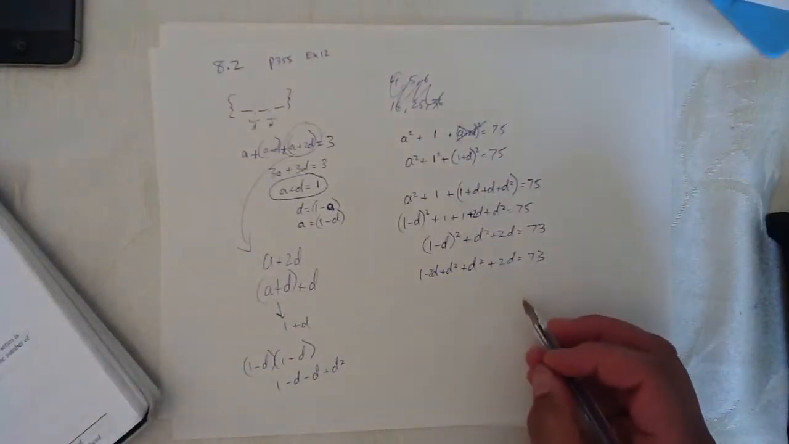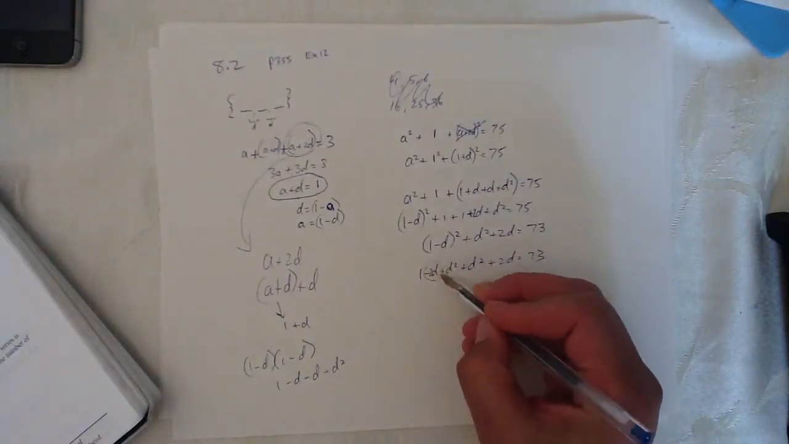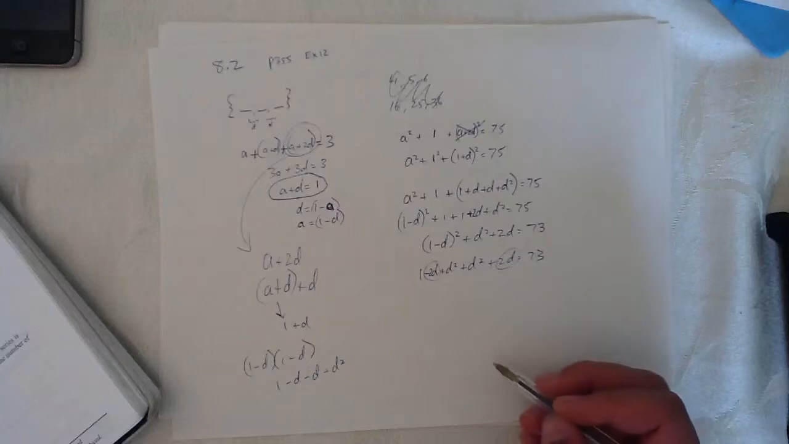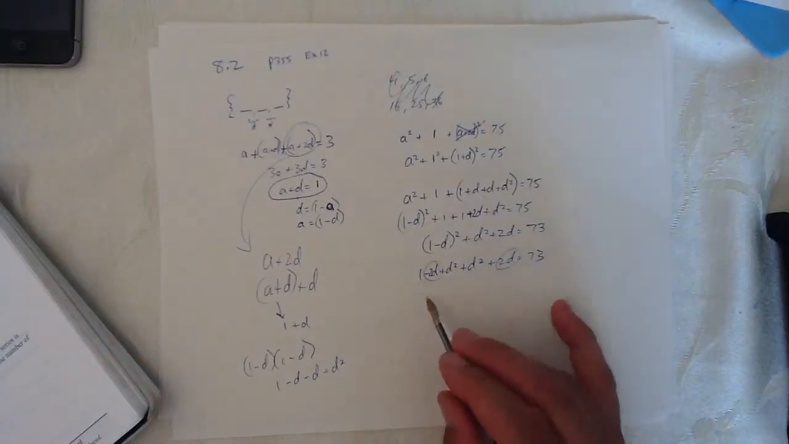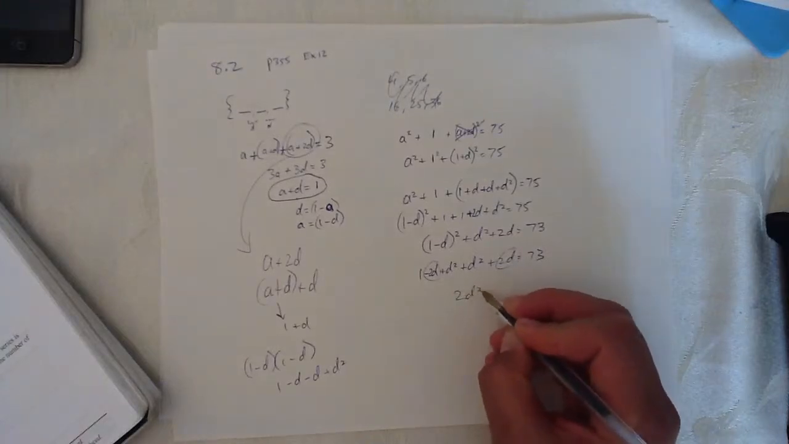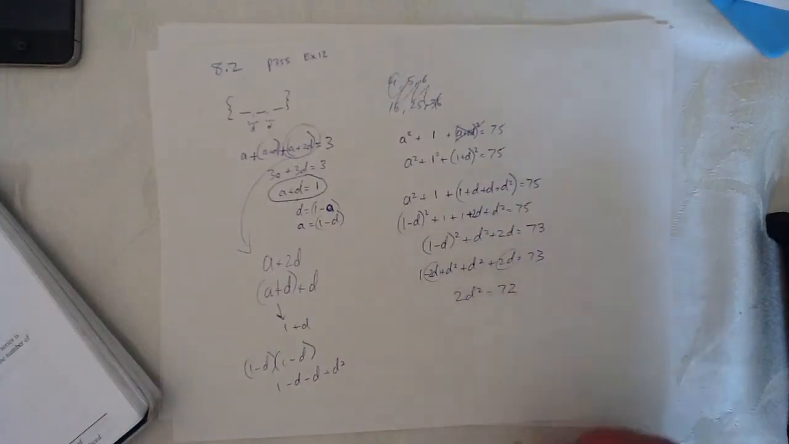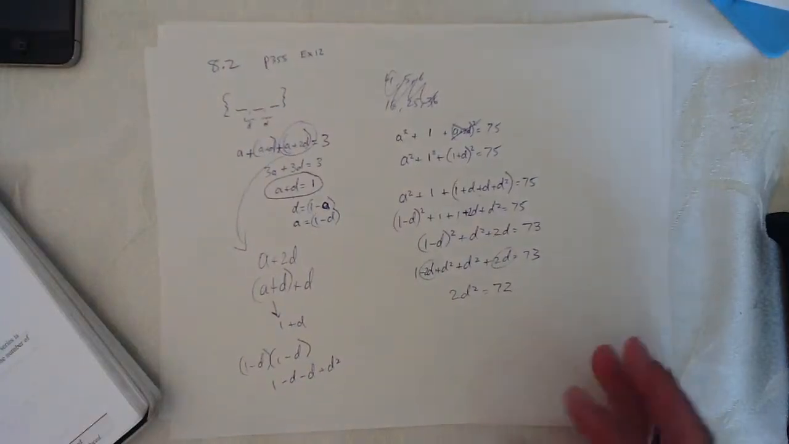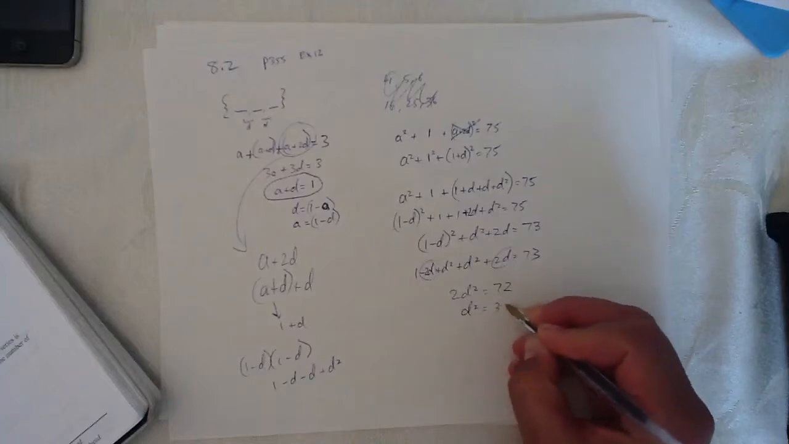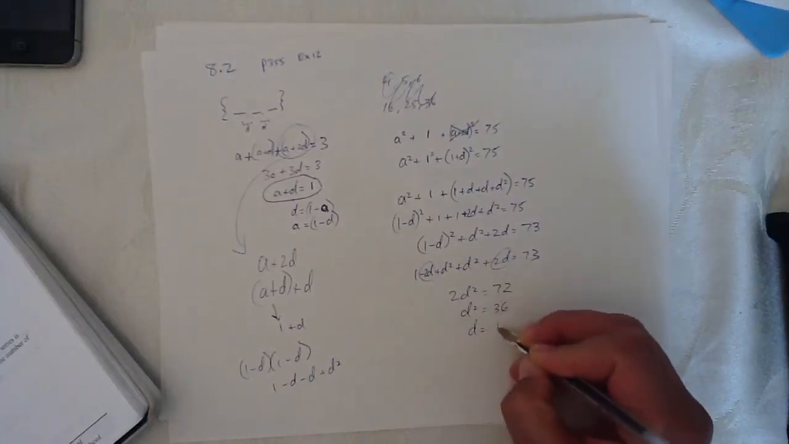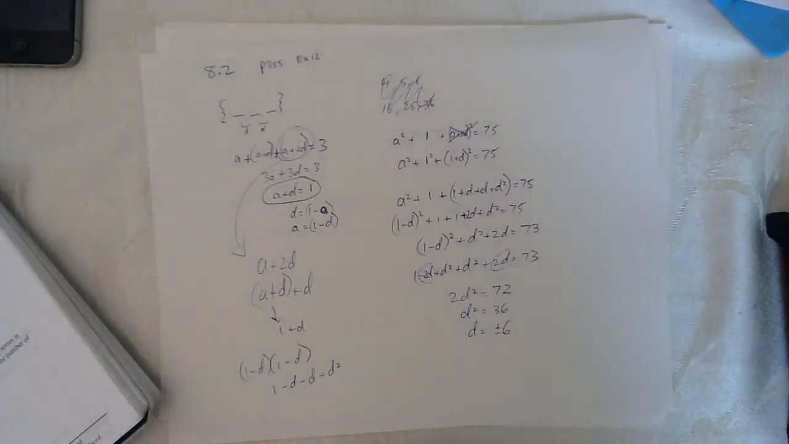Subtract the 1 from both sides. Oh look, these cancel out. Minus 2d plus 2d. So I got 2d squareds there, and I subtract the 1 from both sides. I got 2d squared equals 72. Oh, breath of fresh air, but not finished yet. So 2d squared is 72, so d squared equals 36, and d equals plus or minus 6.